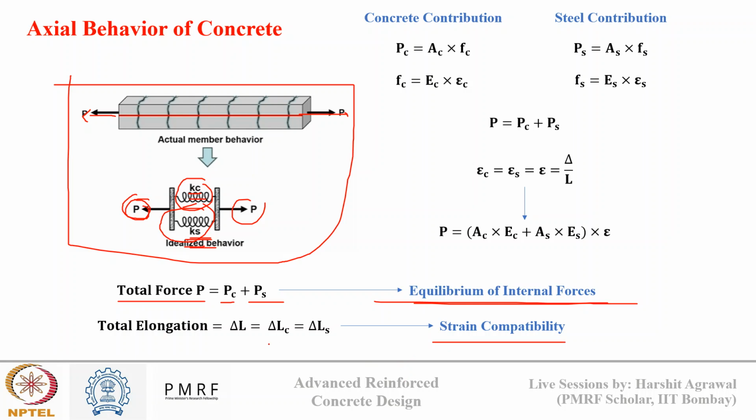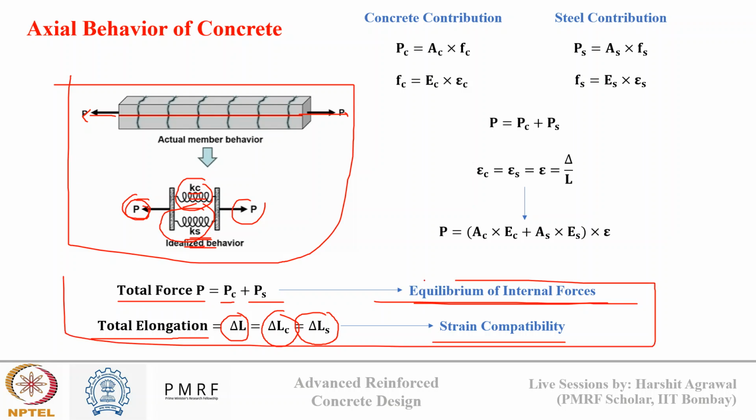Since concrete and steel are bonded together, they undergo the same axial deformation. So the total deformation in the system is equal to the deformation of concrete, which is equal to the deformation of steel. Total elongation, or total deformation, we can say. These are the two fundamental equations that govern the design of a reinforced concrete member.